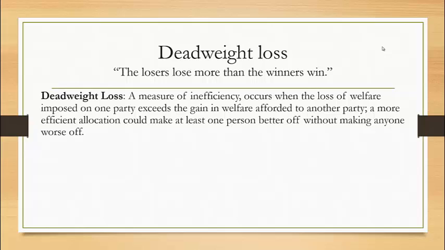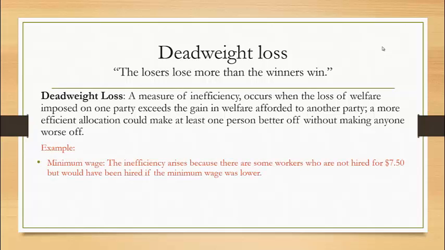And what we mean with dead weight loss is that it occurs when the loss of welfare imposed on one party exceeds the gain in welfare afforded to another party. Essentially, what you're talking about is a more efficient allocation of resources, or of costs and benefits, that could make at least one person better off without making anyone else worse off. A classic example of dead weight loss is minimum wage.